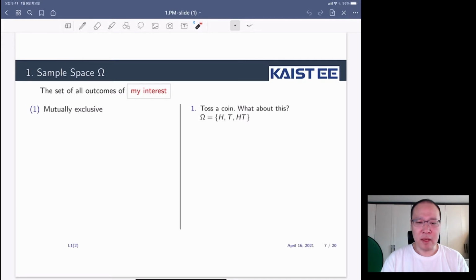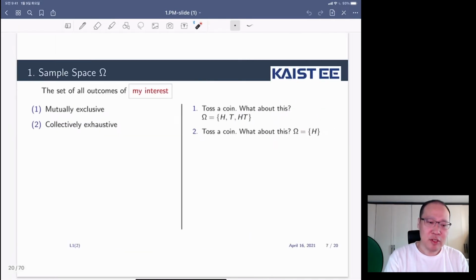So for example, if we toss a coin, then the sample space, which is the set of all outcomes, first, it should be mutually exclusive. By mutually exclusive I mean that, for example, suppose that I say my sample space is H and T and HT, which does not make sense at all, right? Because what do we mean by HT? It's impossible that we can have both head and tail. It should be head or tail. So it should be mutually exclusive. So the sample space should be like H or T.